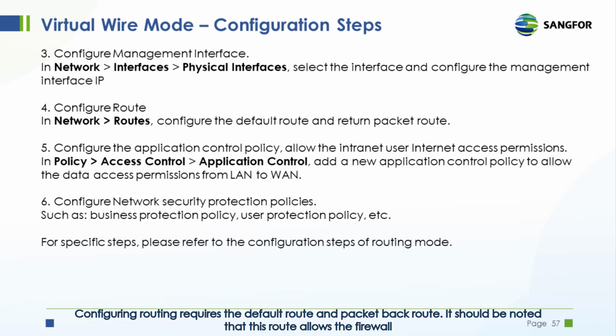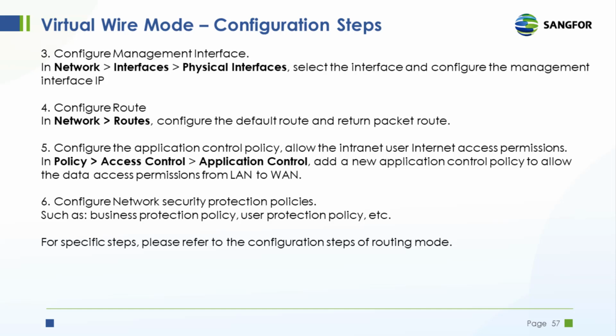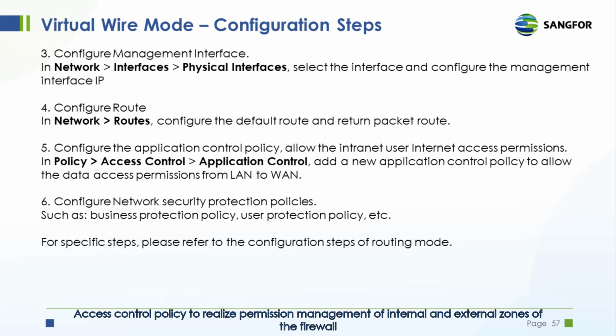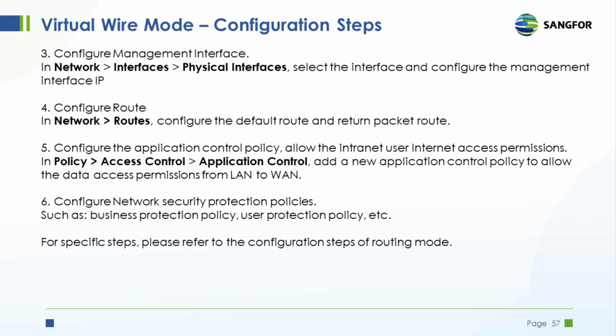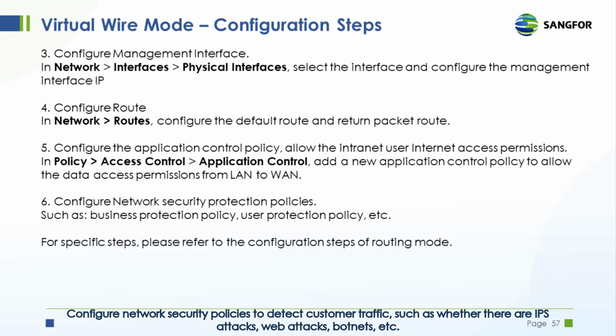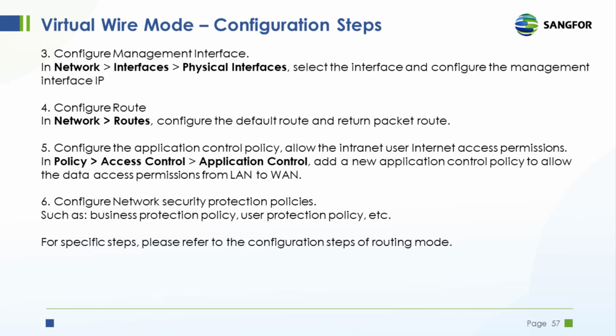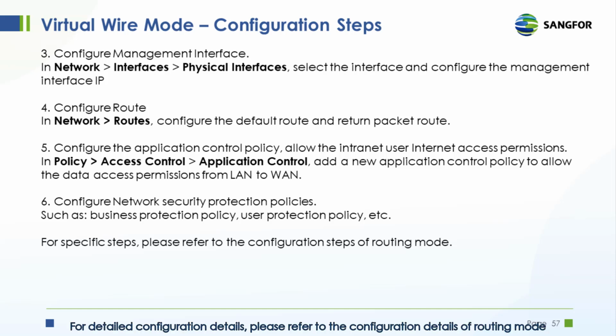Configuring routing requires the default route and packet back route. It should be noted that this route allows the firewall to access the internet and communicate with other devices, rather than forwarding packets through the firewall. Access control policies realize permission management of internal and external zones of the firewall. Configure network security policies to detect customer traffic, such as whether there are IPS attacks, web attacks, botnets, etc. For detailed configuration details, please refer to the configuration details of routing mode.